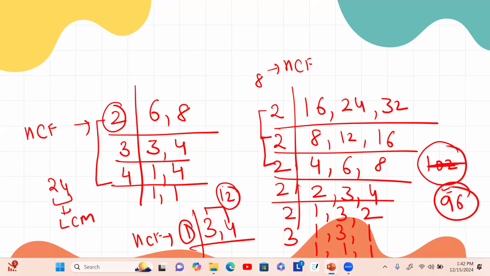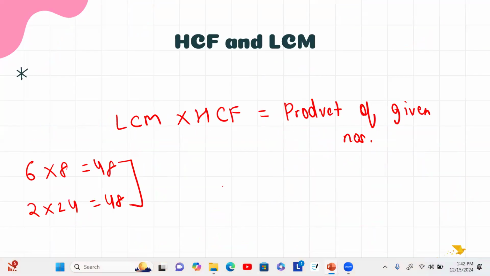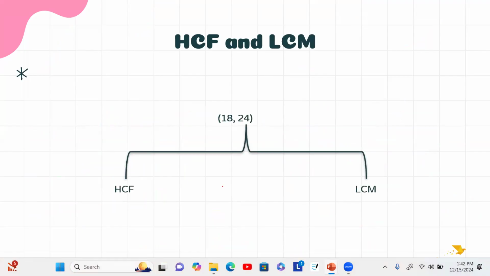Let's discuss some questions now. Find the HCF, LCM of these two numbers and answer in the chat box.